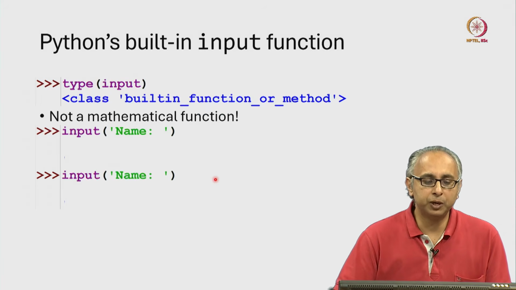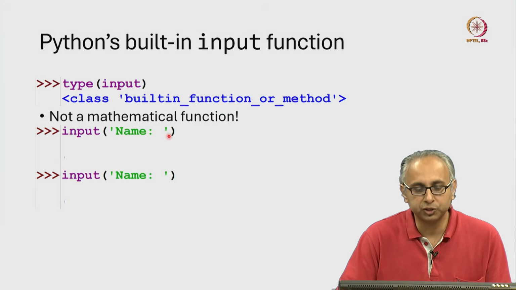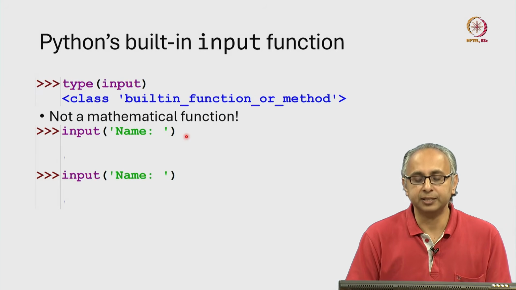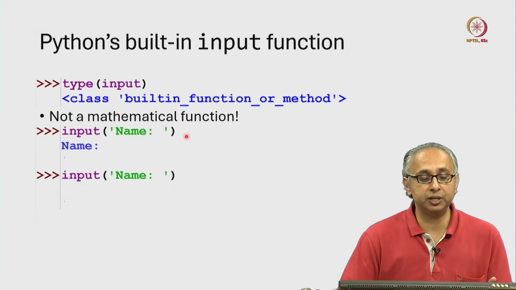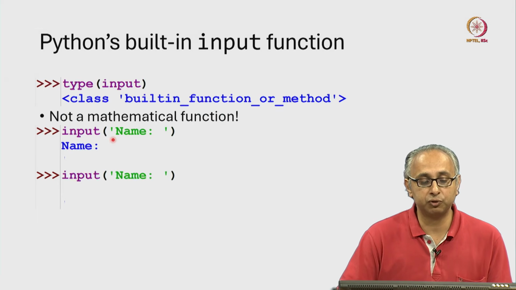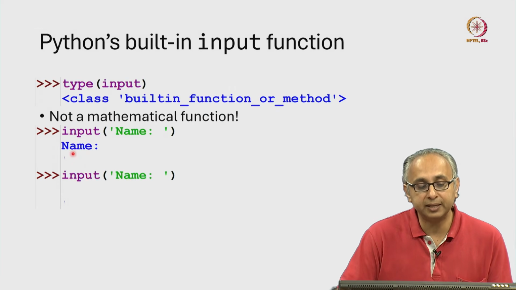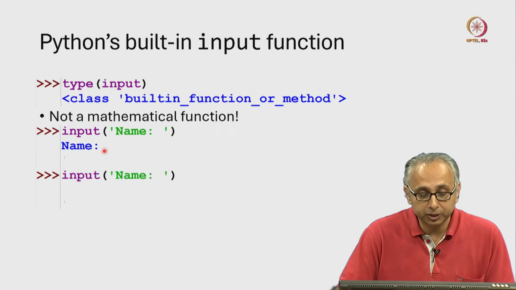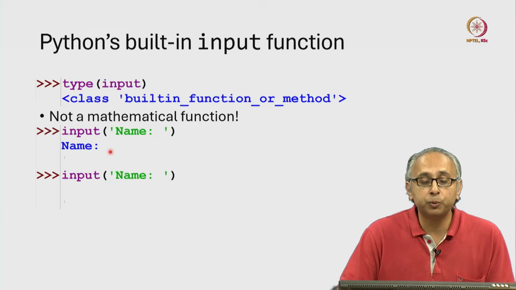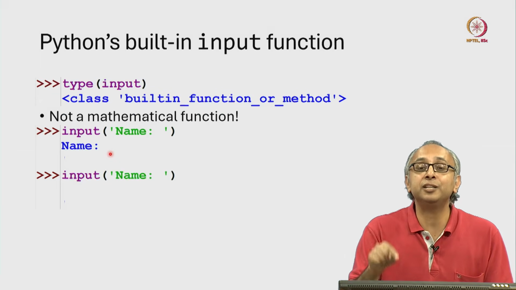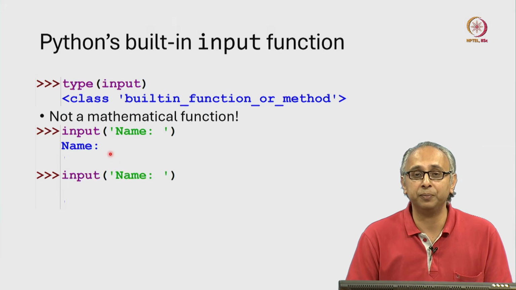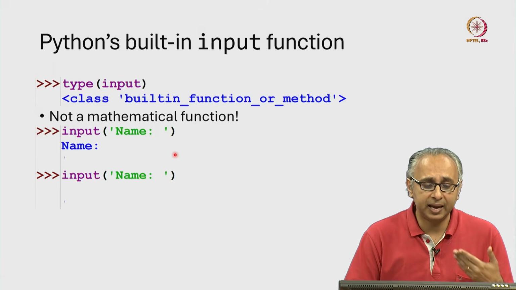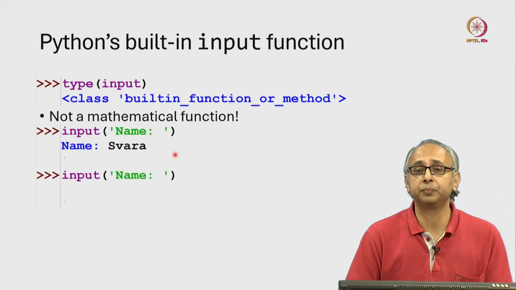So what happens when you call the input function with a string? Well, the first thing that the input function does is it repeats that string that you just gave me. So I just gave you the string name, colon, and so it will write name, colon. It will print this out on the screen. And then it will put a space here, and then it'll put a little cursor blinking, waiting for you to type something on the keyboard. So let us say at this point I type a name. Let's say I type the name Swara.